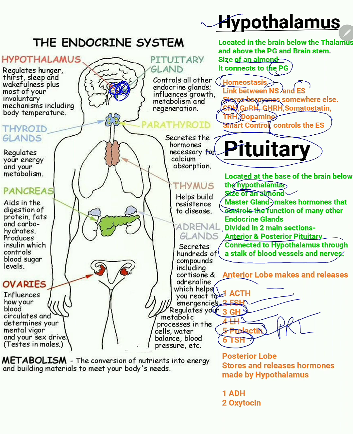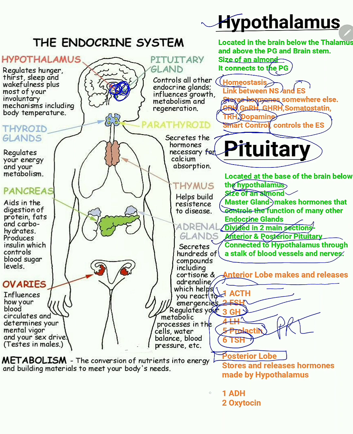Pituitary gland is divided in two main sections. One is anterior and the other is posterior pituitary. Anterior pituitary is also called as front lobe and the posterior pituitary is called as the back lobe. The anterior lobe makes and releases the following hormones which I have already explained while explaining hypothalamus. Now let us see the hormones of posterior lobe. Now the posterior lobe of pituitary gland stores and releases the hormones made by hypothalamus.